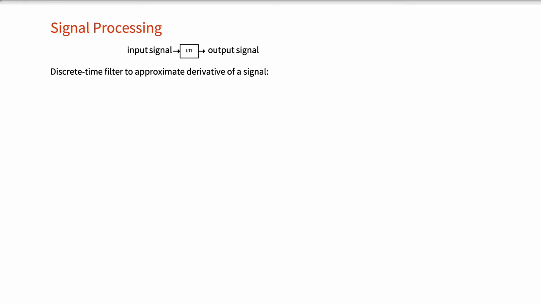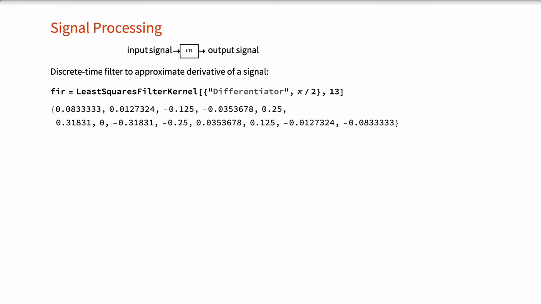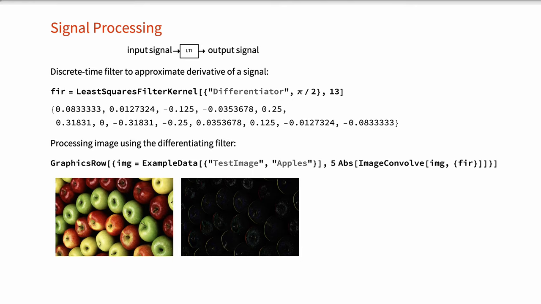For example, here we have a discrete time filter that can be used to approximate the operation of taking a derivative of a signal. Now, if you process the image of apples shown on the left using this differentiating filter, we will get the image on the right with enhanced vertical edges.